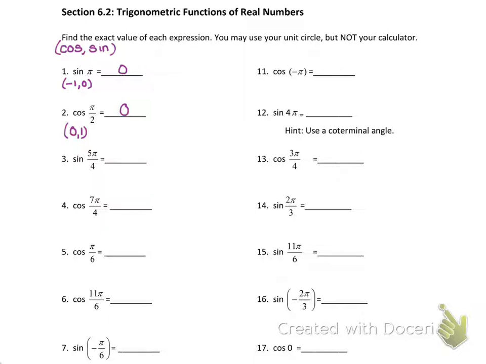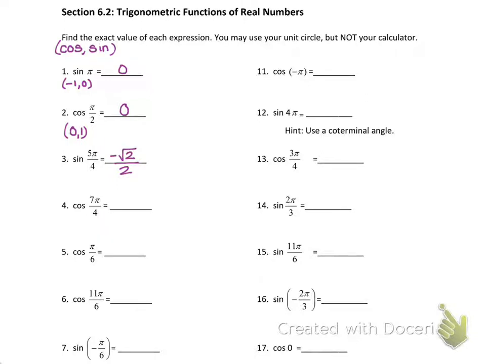Now, if I enter a different quadrant and I look at 5 pi over 4, which is in quadrant 3, I'm going to have a negative value. And when I go to that point, I have negative square root 2 over 2, negative square root 2 over 2, and the sine value is therefore negative square root 2 over 2. So you're going to go through each of these problems and do the same thing.